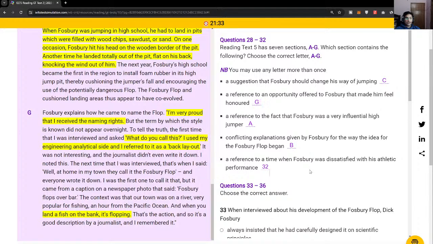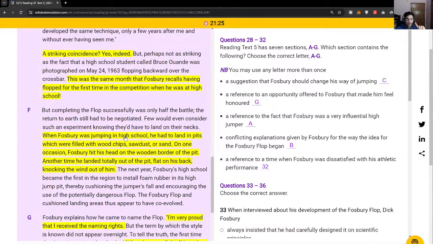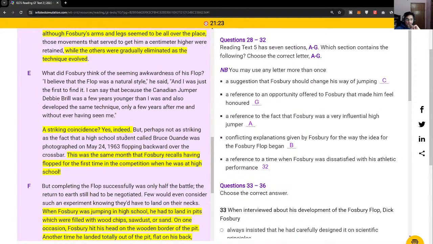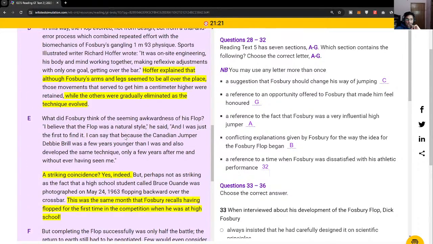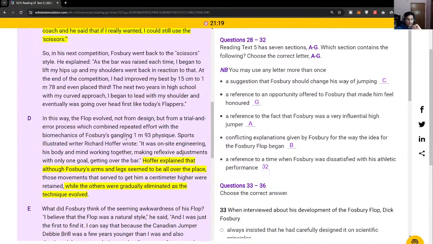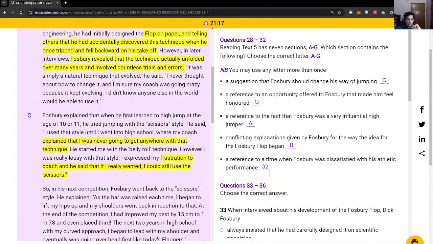Okay. Now we're left with 32. A reference to a time when Fosbury was dissatisfied with his athletic performance. Hold on a second. He expressed his frustration. You express your frustration when you are dissatisfied with something. So 32 is C.